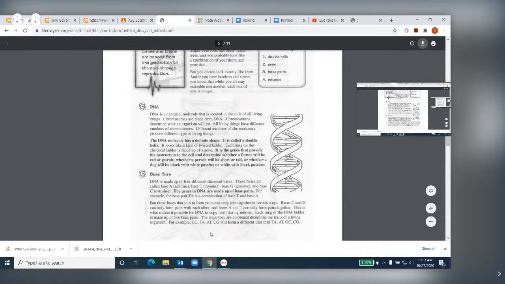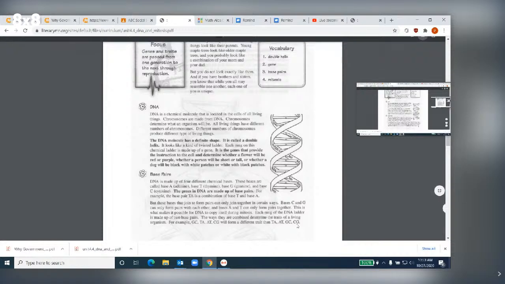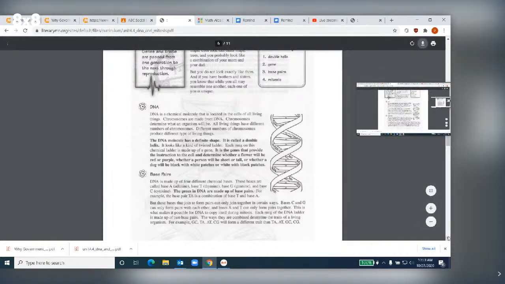Each rung of the DNA ladder is made up of 2 base pairs. The way they're combined determines the traits of a living organism. For example, GC, TA, AT, and CG will form differently than TA, AT, CG, and GC, excuse me.